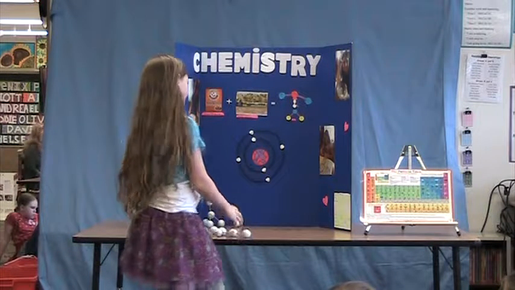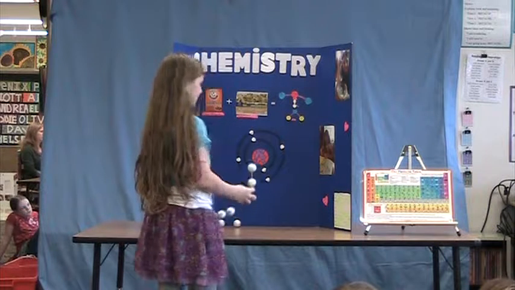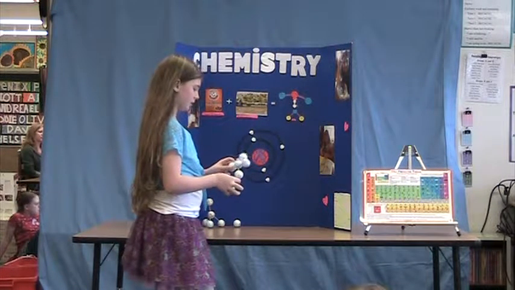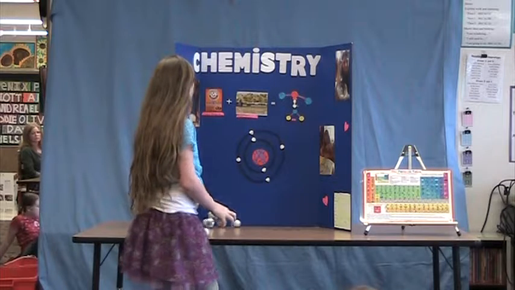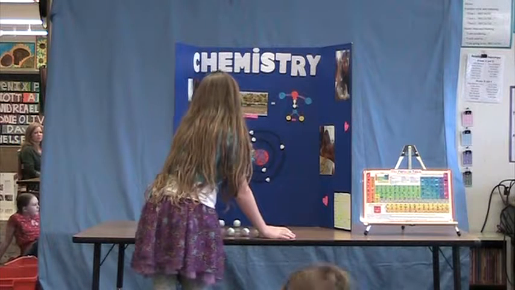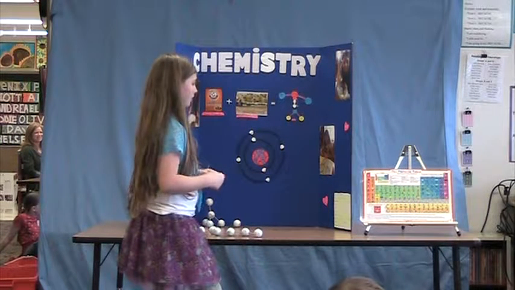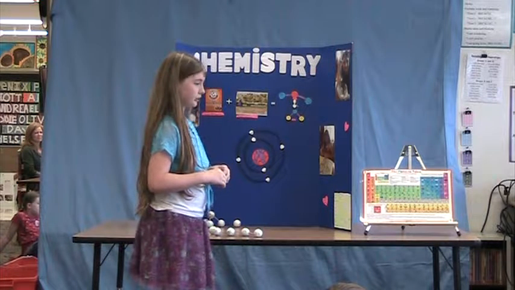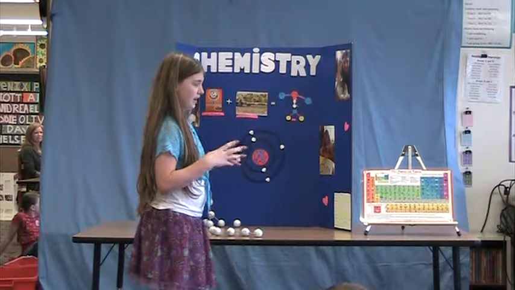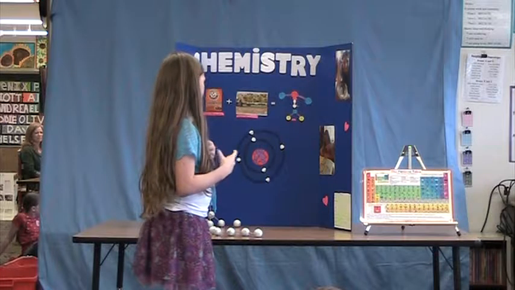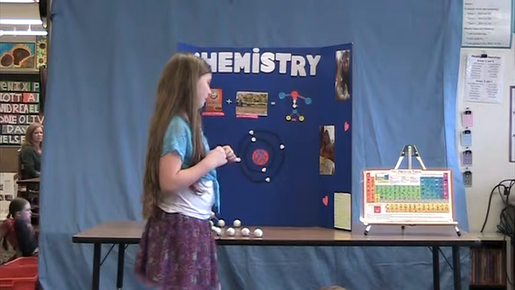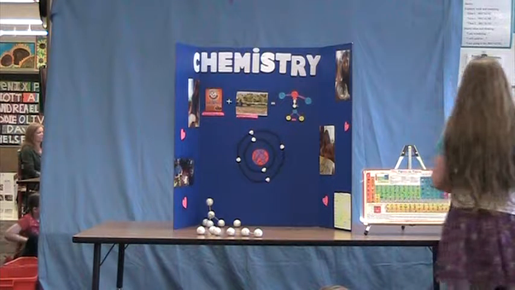The reason that this happens is because the atom only has 4 electrons in its outer ring where it can fit 8, so it's looking for something to bond with, which I will show you right here.